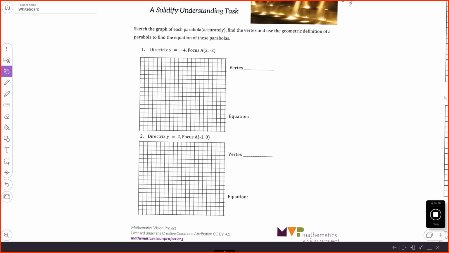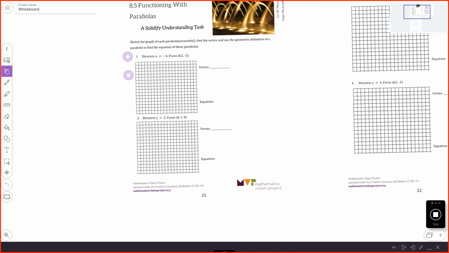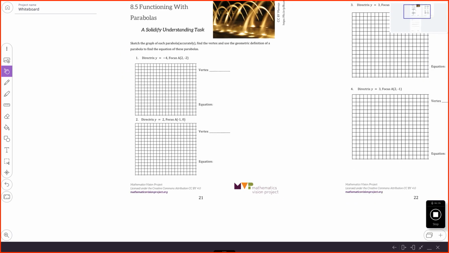Today we're doing 8.5, functions with parabolas. So basically now we're going to look at a parabola in the geometric definition. There are two terms we need: focus and directrix. If you have my lesson notes open, you'll look at the definitions.